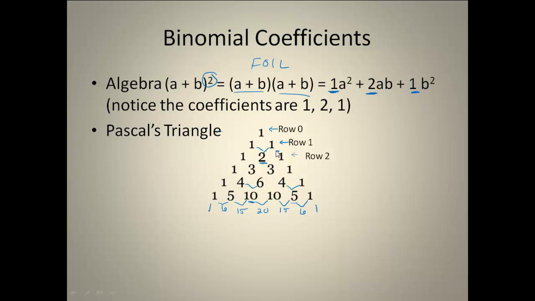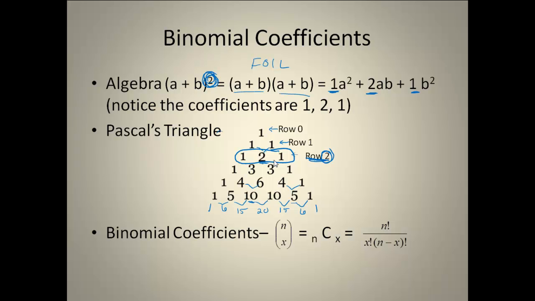But one thing I want you to notice, look here at row 2. We see that 1, 2, 1 again. So when we square something, that puts us in row 2 of Pascal's triangle, and we can get those coefficients. You might be wondering what this has to do with stats, and that's because these are also called binomial coefficients. Now remember, we're talking about binomial distributions, so these binomial coefficients are going to play a huge role in a formula we'll have in just a little bit.